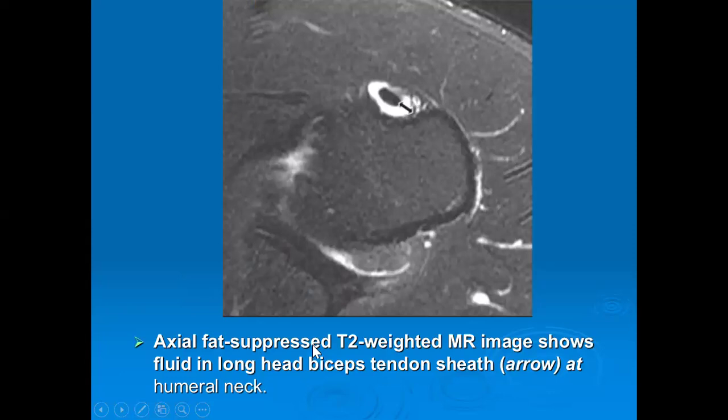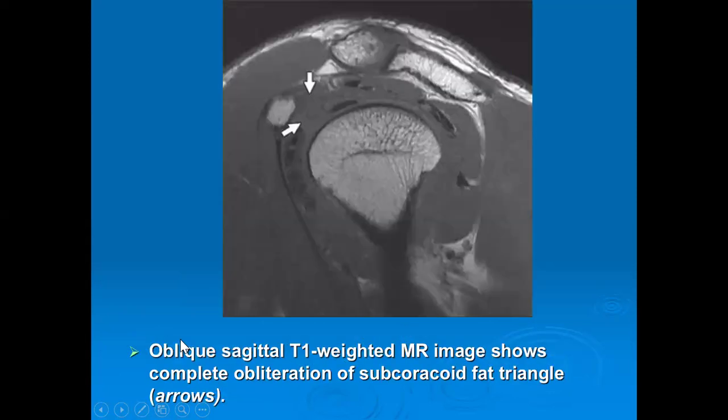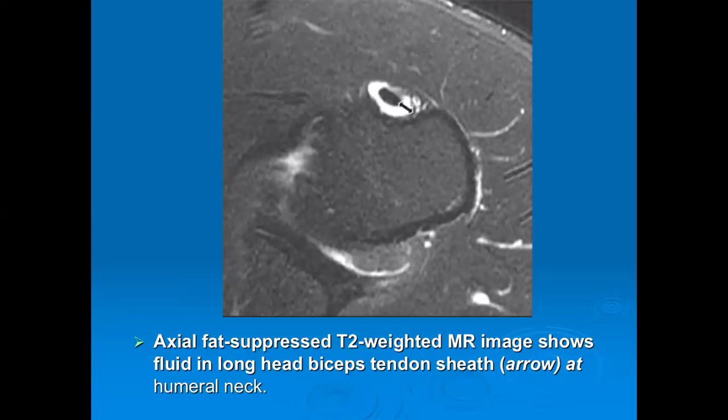The axial fat suppressed T2 MR image shows fluid in the long head of biceps tendon. This is that tendon, the long head of the biceps, and this is the sheath surrounding the tendon. This is that edema, hyperintense. And it is T2 weighted, so that's why the inflammation or fluid or edema looks brighter. If it were T1 weighted, there would be no such hyperintensity. There are two views of the MR: this is the sagittal view, and this is the axial view.